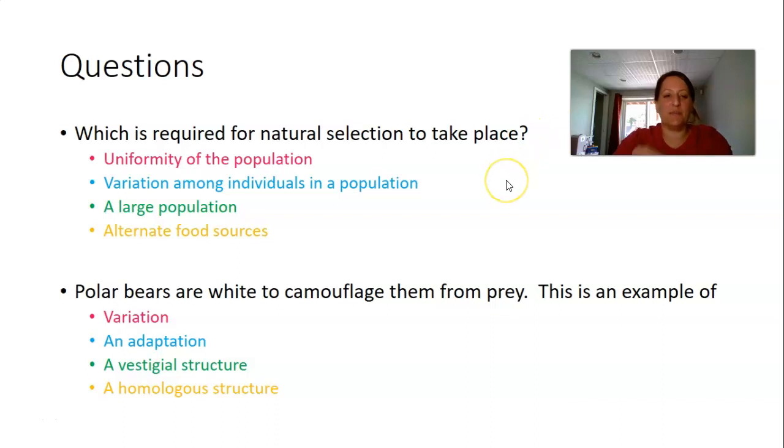Okay, so first question. Which is required for natural selection to take place? So what has to be present in order for natural selection to happen? Pink, uniformity of the population. Blue, variation among individuals in a population. Green, a large population, so a large population size. Or yellow, alternate food sources. I'll go ahead and let you think about that one for a minute, and then we'll come back.